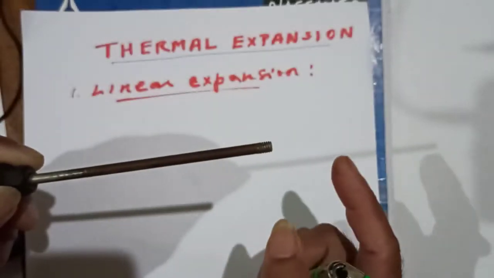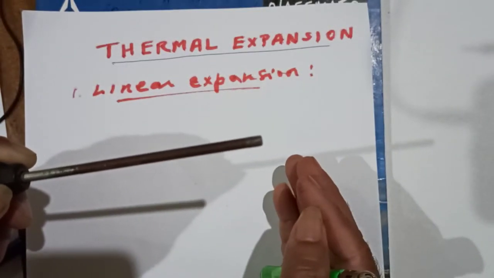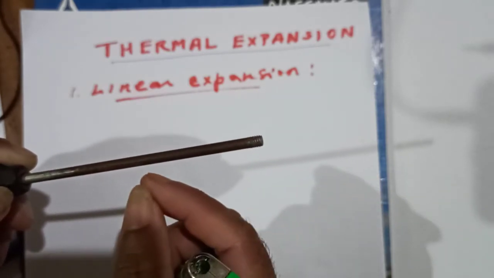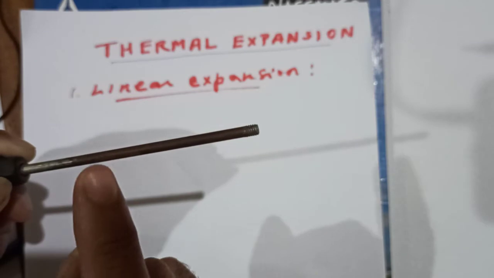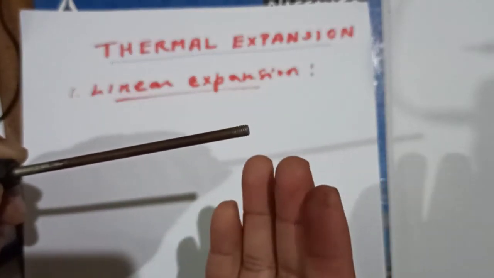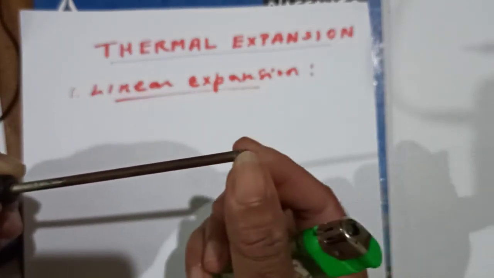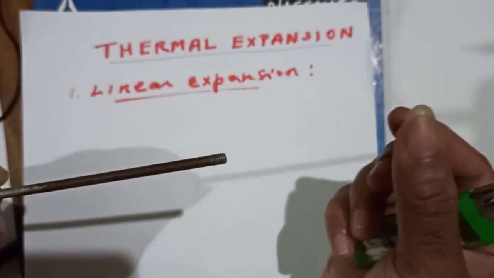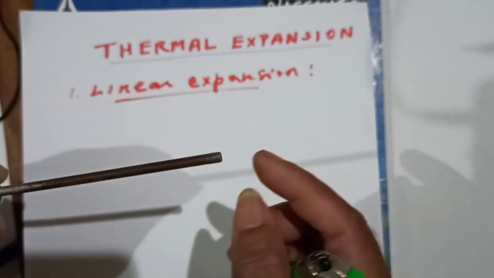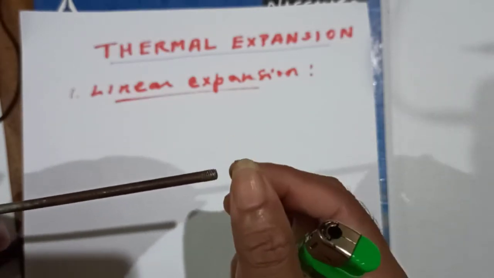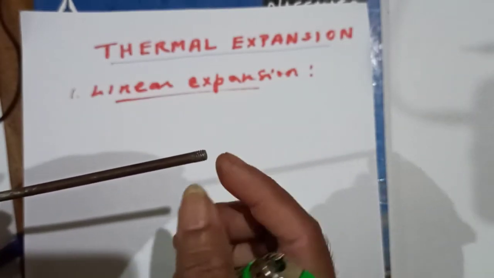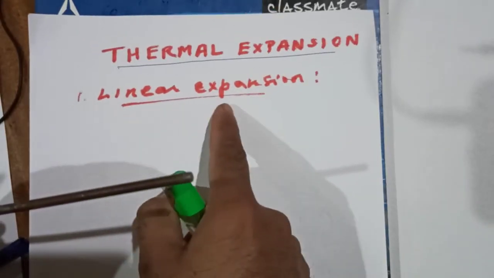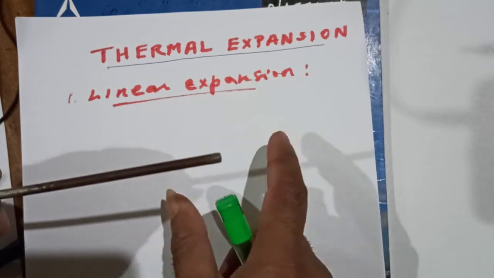Not only iron, if we apply fire or heat to copper, maybe aluminum or silver, whatever it is, the rod will be elongated. So the expansion or the elongation of a rod by applying heat is called linear expansion. It will be expanded.